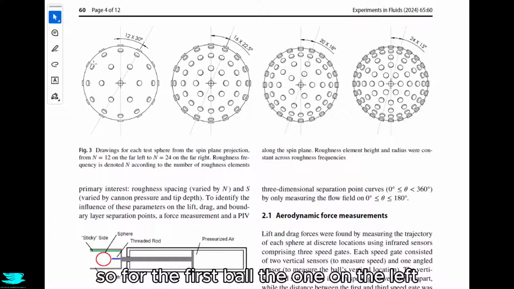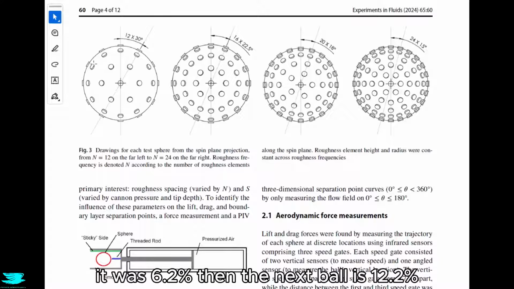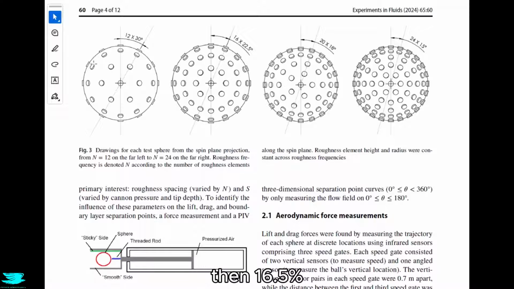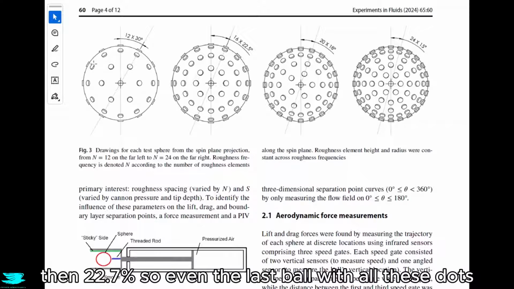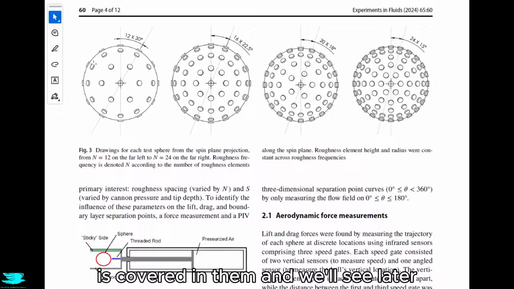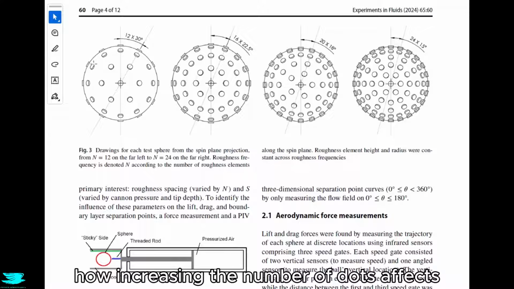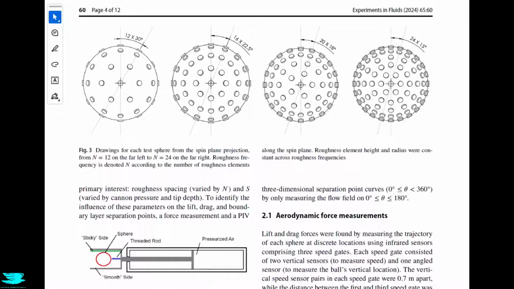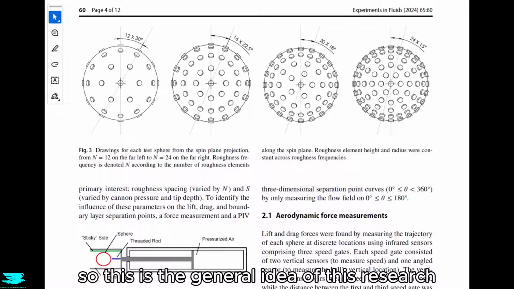So for the first ball, the one on the left, it was 6.2%. Then the next ball is 12.2%, then 16.5%, then 22.7%. So even the last ball with all these dots, still only about 1/5 to 1/4 of the surface area is covered in them. And we'll see later how increasing the number of dots affected the aerodynamics. So this is the general idea of this research.